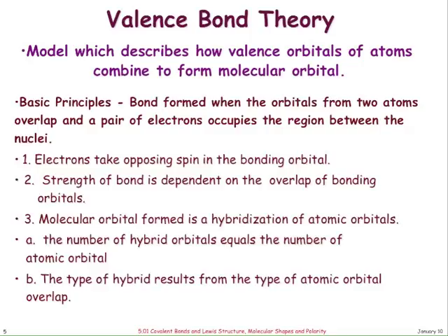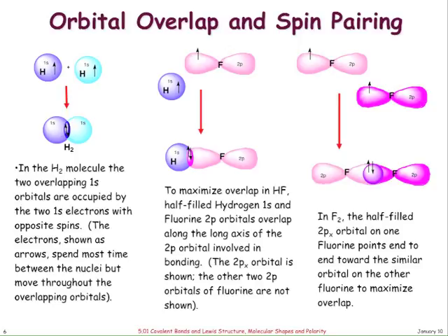A molecular orbital forms as the result of atomic orbitals coming together, or the hybridization of the atomic orbitals. The number of hybrid orbitals equals the number of atomic orbitals that come together, and the type of hybrid results from the type of atomic orbital overlap. So all this is theoretical, but it gives you an explanation of how bonds form. Here's an example of two hydrogen atoms coming together.